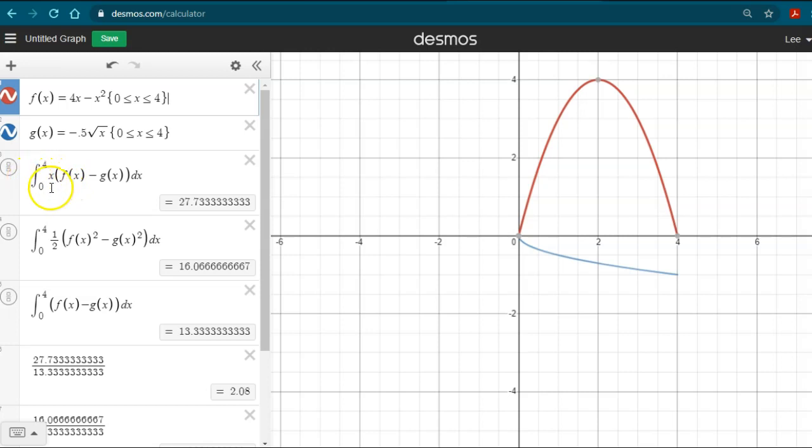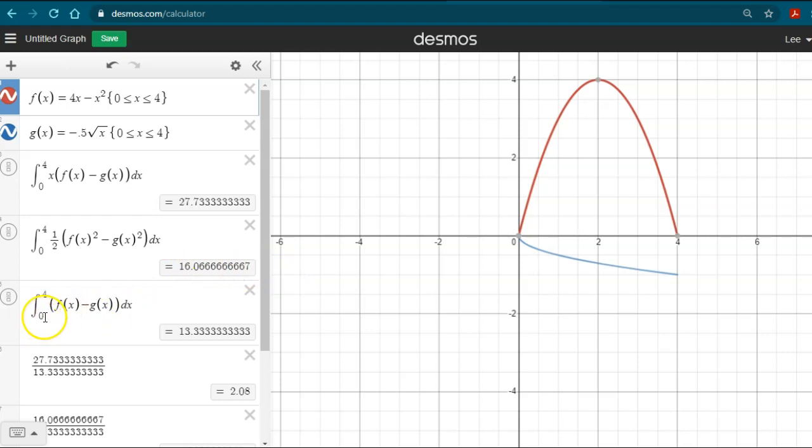For the my that we have, this is going to be the integral from 0 to 4 of x times f minus g, and this one gives me about 27.73 repeating. If you want the fraction, you can change it right there, but we'll just put the decimals. Then the mx is the integral from 0 to 4 of 1/2 of f squared minus g squared. Again, you don't want to put the square on the outside. That will be a different number. But I got 16.06 repeating on that one.